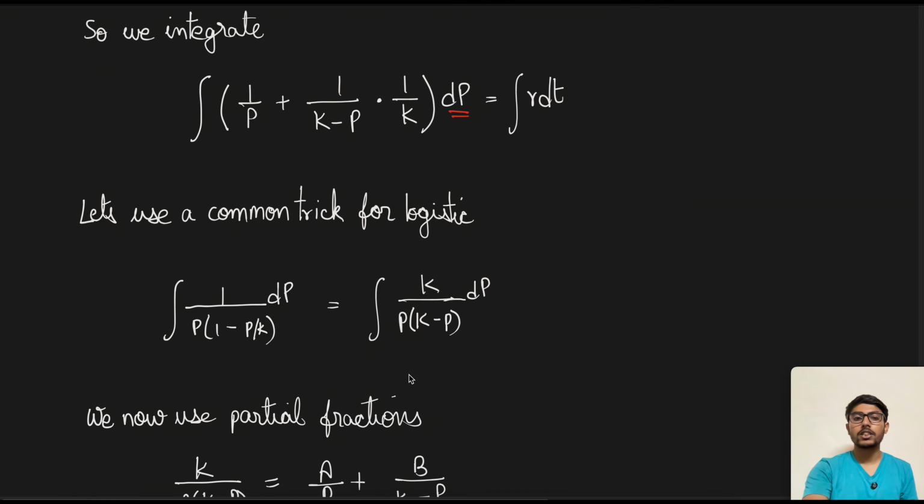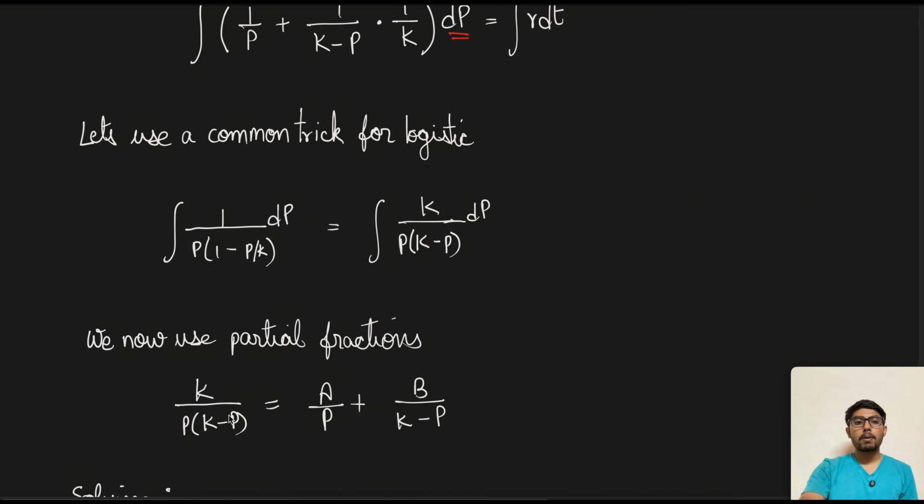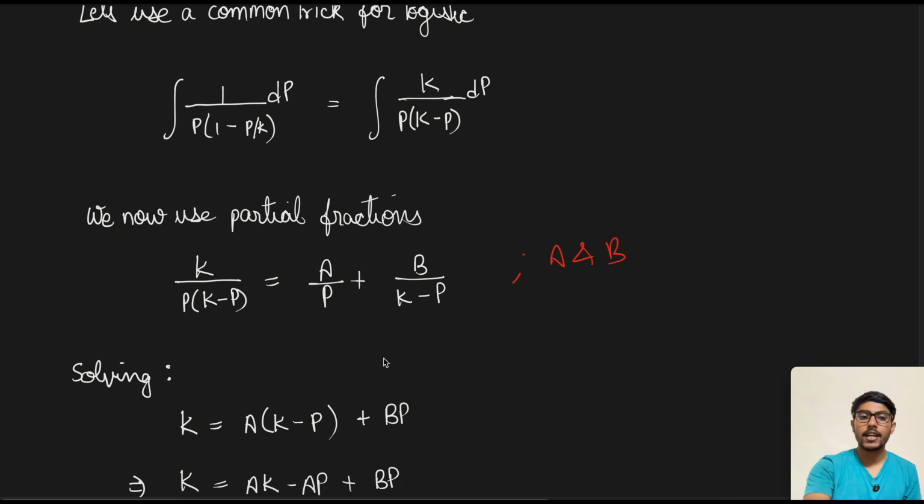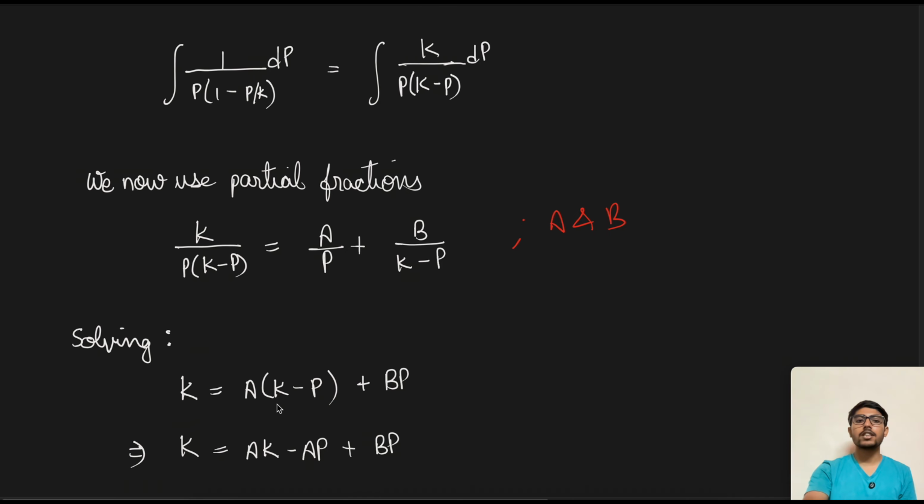Now we will use partial fractions, where K/(P times (K - P)) equals A/P plus B/(K - P), where A and B are arbitrary constants. We will solve this for A and B first. So K equals A times (K - P) plus B P, and K can be simplified further.